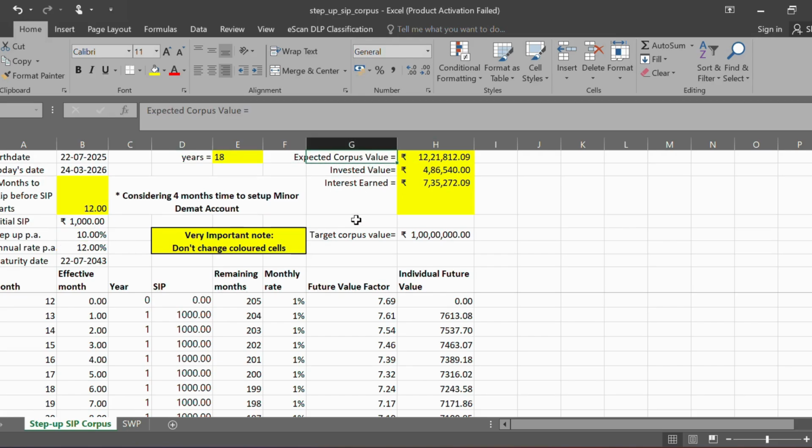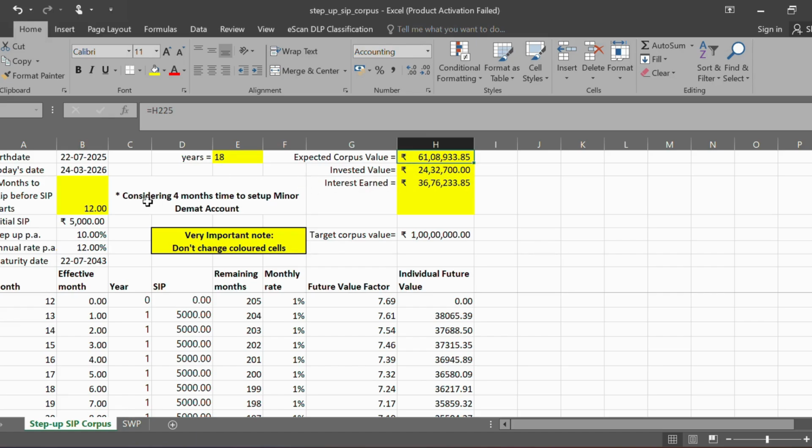Now comes the important question. What if you already have a target corpus in mind? You simply do a reverse calculation by adjusting the SIP amount. Let's take an example. If your child's birth date is 22nd July 2025 and your target is a 1 crore corpus by the 18th birthday, keeping all assumptions unchanged, let's adjust the SIP. If we enter rupees 5000, the corpus comes around 61 lakh. So clearly we are still far from the target.